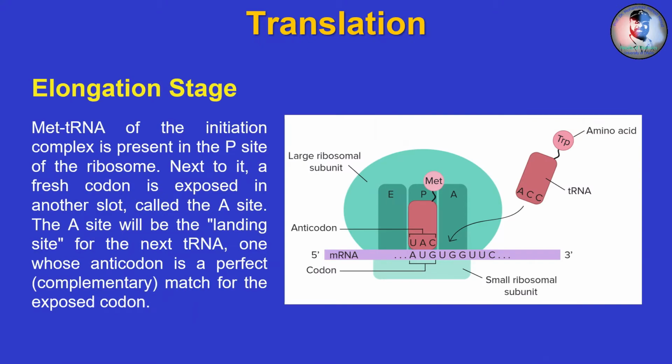Elongation stage. The mRNA of the initiation complex is present in the P site of the ribosome. Next to it, a fresh codon is exposed in another slot called the A site. The A site will be the landing site for the next tRNA, one whose anticodon is a perfect, that is complementary, match for the exposed codon.